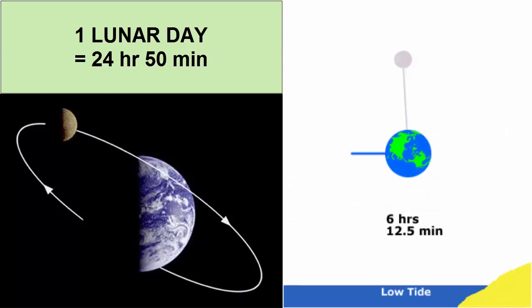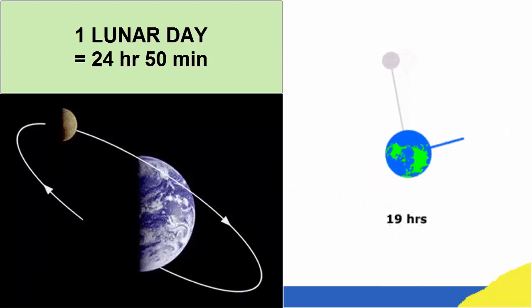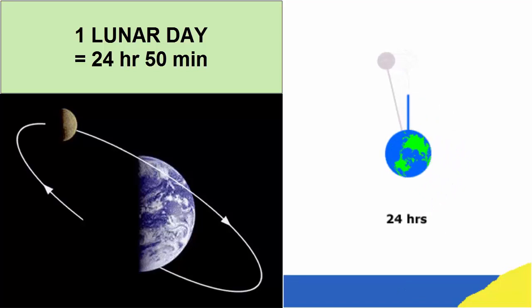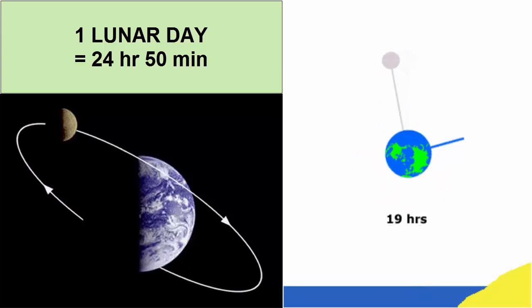Earth's rotation relative to the Moon is also 24 hours and 50 minutes. What does that mean? After the Earth has rotated once relative to the Sun, 24 hours, it has to rotate another 50 minutes to catch up with the Moon, which during that 24 hours moved 1/29th of its way around its orbit around the Earth. 24 hours and 50 minutes is a lunar day.